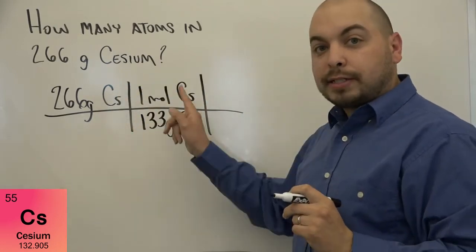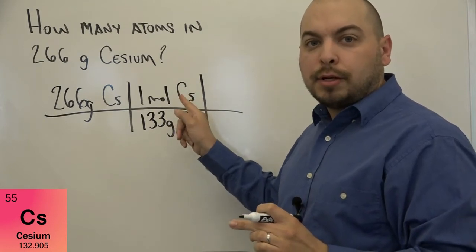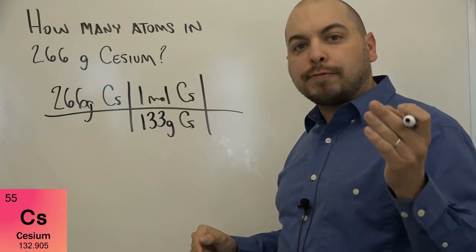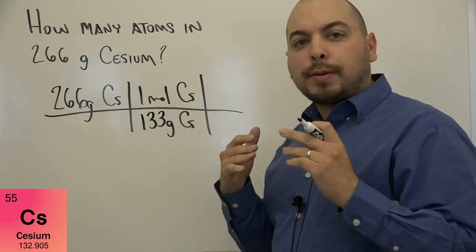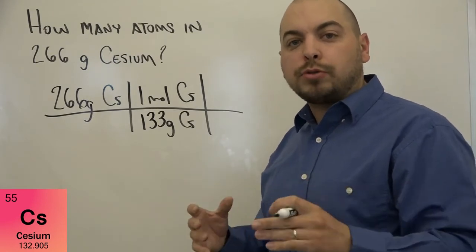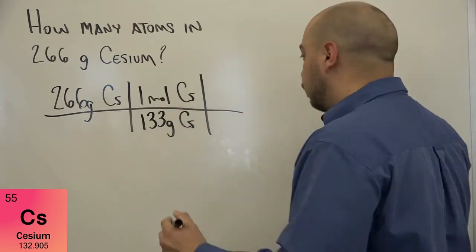Once we're here, we've effectively canceled out grams of cesium, and we've entered into moles of cesium. We don't want to end there, though. We want atoms, which means we need to use Avogadro's number as our conversion factor to go from moles into atoms. We're going to multiply by Avogadro's number here, 6.02 times 10 to the 23rd, to get from moles of cesium into atoms of cesium.